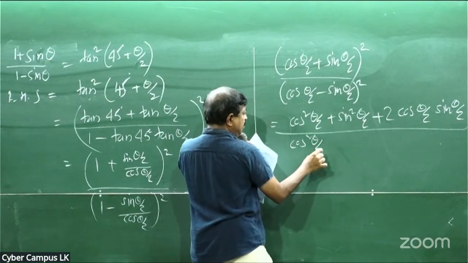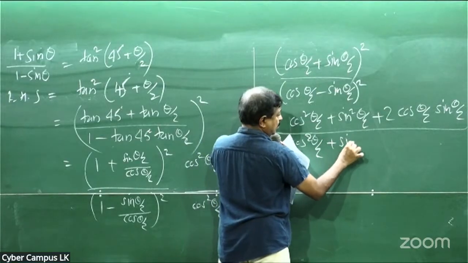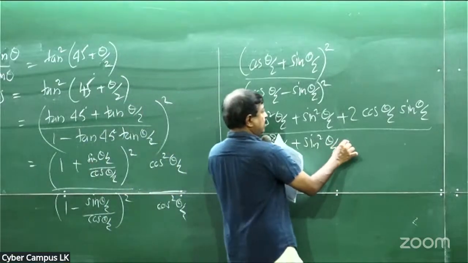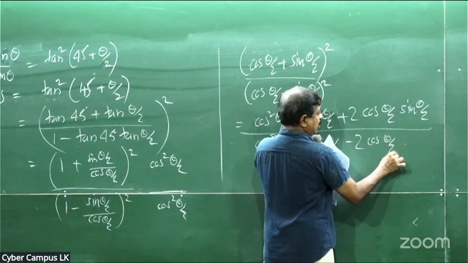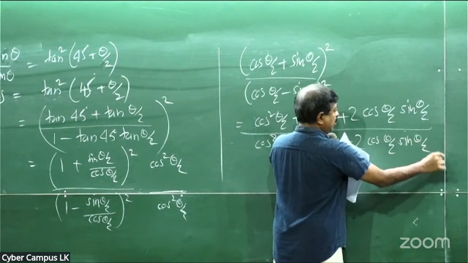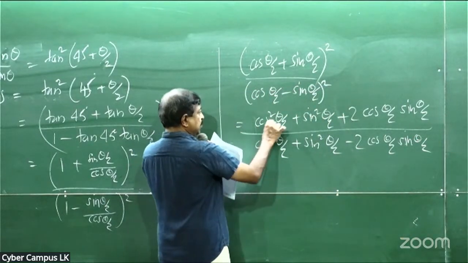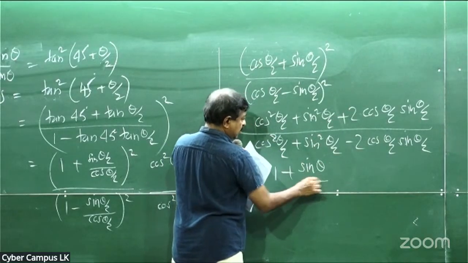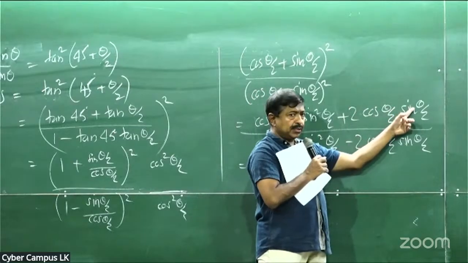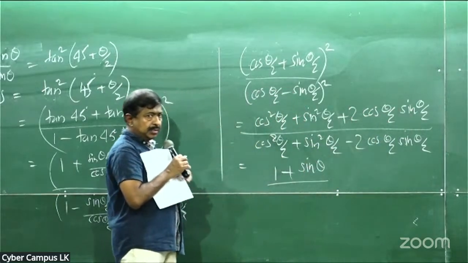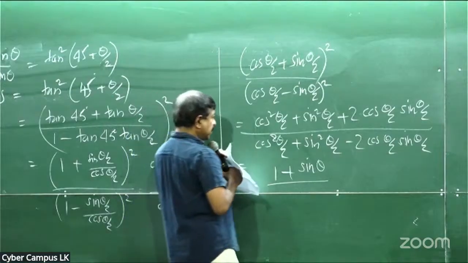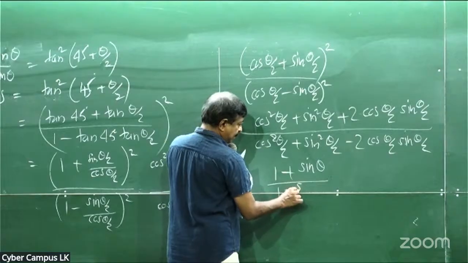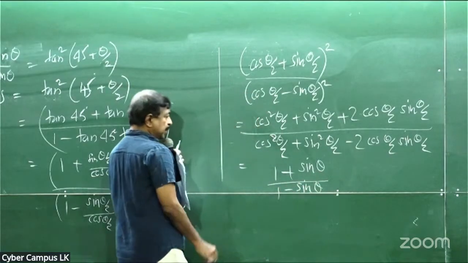Downstairs you have the same, but the term in the middle is minus. So this is 1. That is sine theta, because 2 sine theta over 2 cos theta over 2, I mean 2 sine A cos A is sine 2A. So you get this.